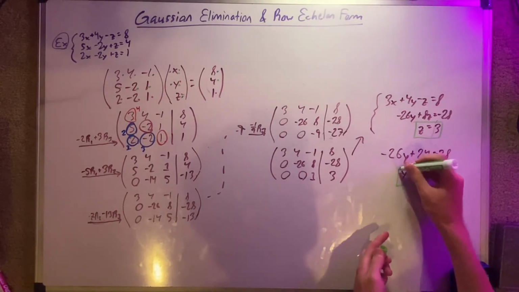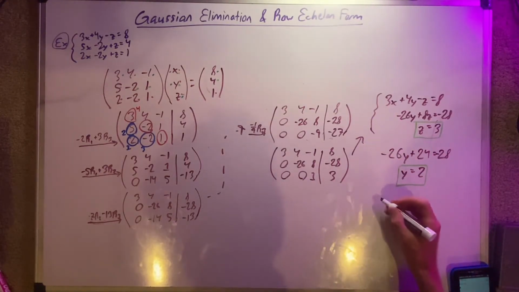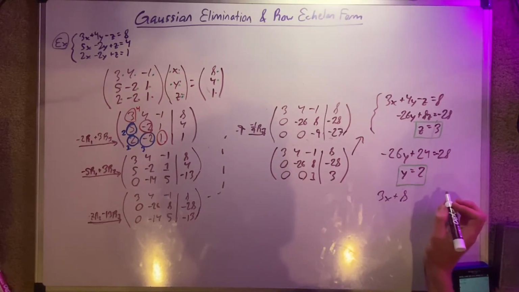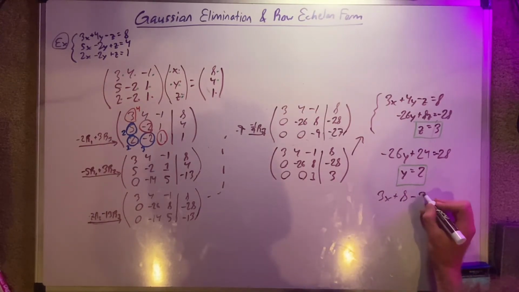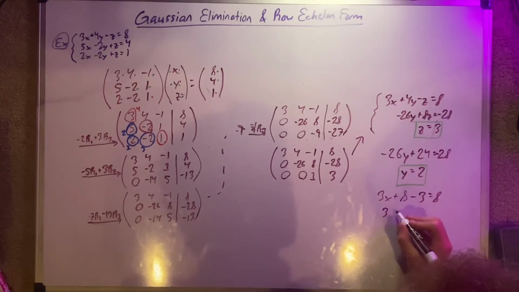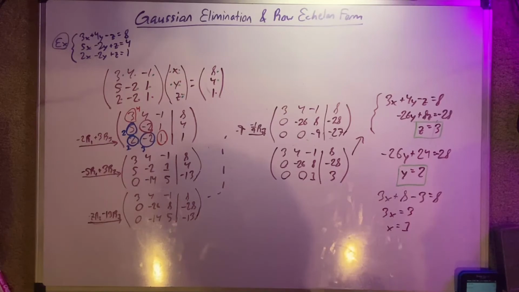Now we have y equal to 2. Substitute in for that final one, because that's the only one that has the last variable we're looking for. 3x plus 4 times 2 minus 3 is equal to 8. So these two 8's cancel out. 3x is equal to 3. X is equal to 1. Oh my god, we did it.